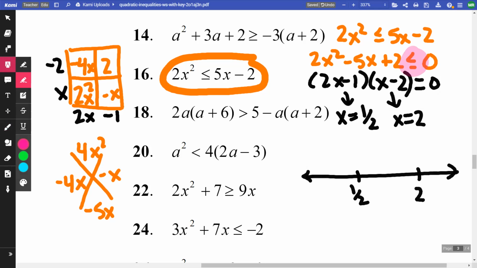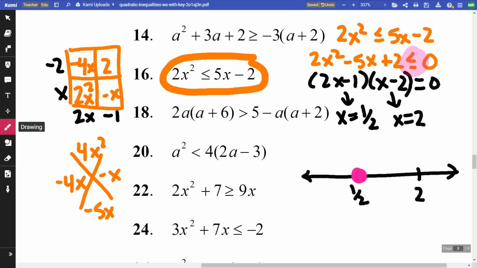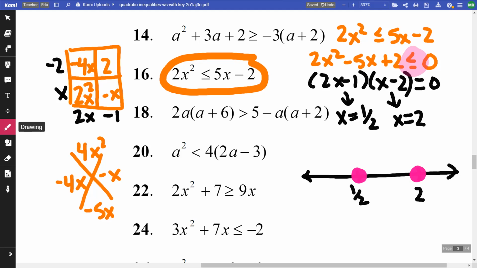So because of the equal, that means I am going to have a solid dot here and a solid dot here. And then I could either test a number from each of the 3 sections or think of it as a parabola, which it is. And I want where my parabola, because that's the 2x squared minus 5x plus 2 part, is less than or equal to 0.